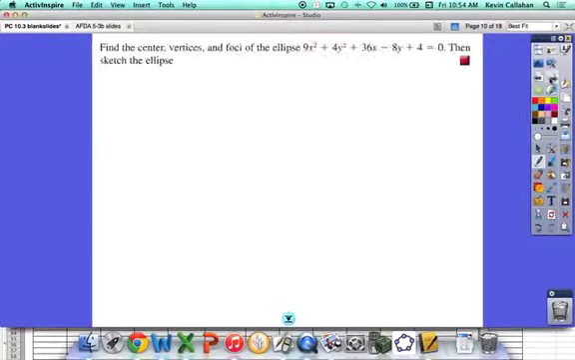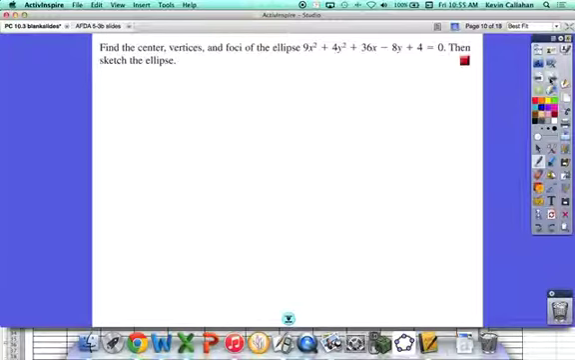Okay, so this one will do. This is actually the checkpoint underneath that. They don't have an example in there, but more practice. So again, what would I do first? Get the x's and the y's together, throw the constant onto the other side.